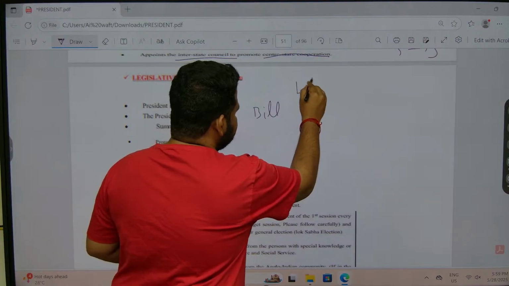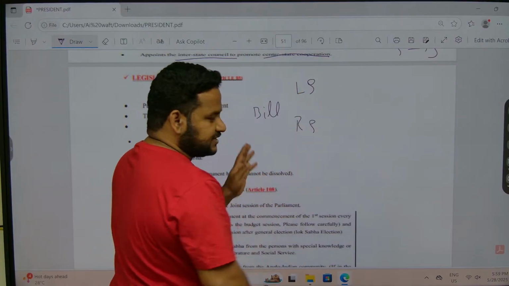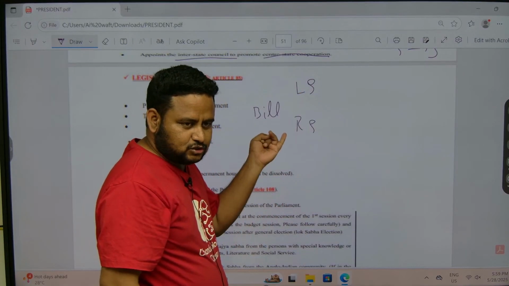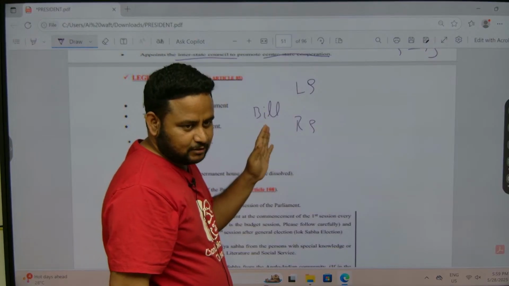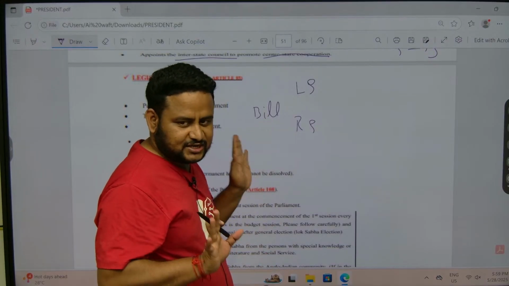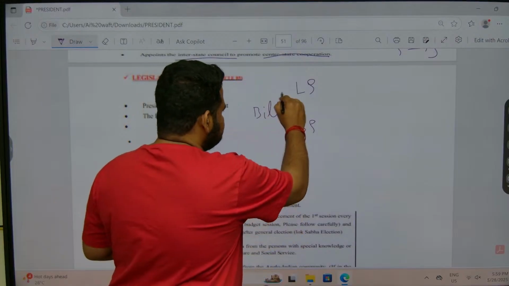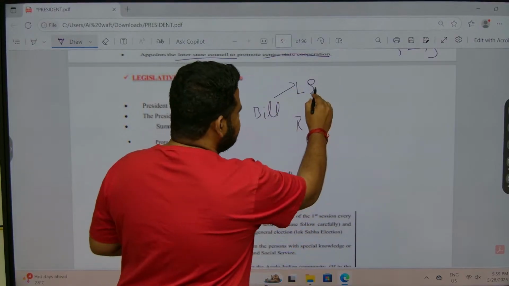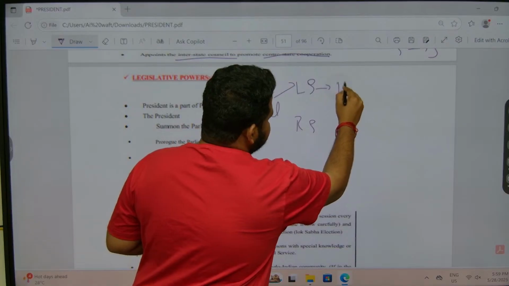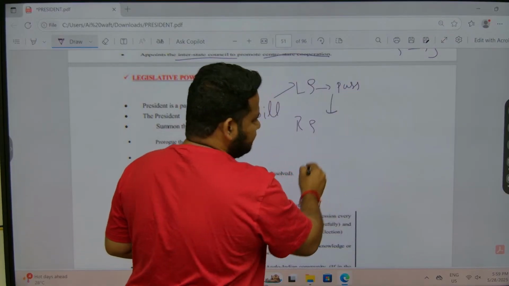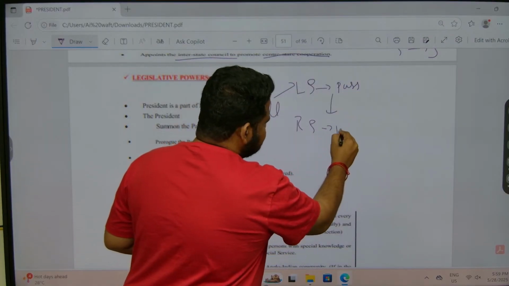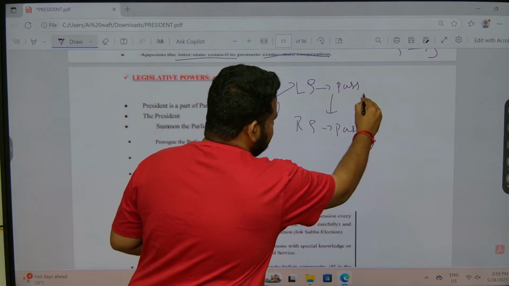Now suppose whoever it is, doesn't matter, private bill or public bill, the bill can be introduced in Lok Sabha or Rajya Sabha. There is condition for this also. There is constitutional amendment bill, ordinary bill, money bill and all. I am not talking anything about that. I am just telling bill. Suppose a bill can be introduced here. Okay, they will pass it. They will send it here. Okay, then again they will pass. Okay, and they will send it back.